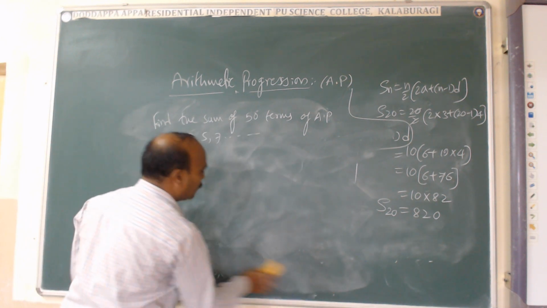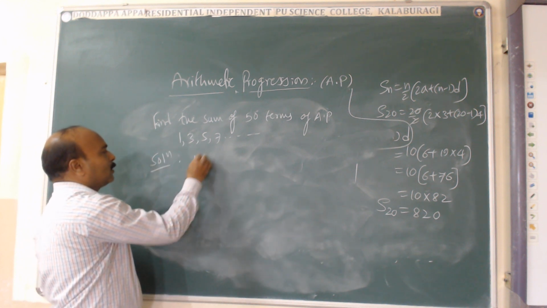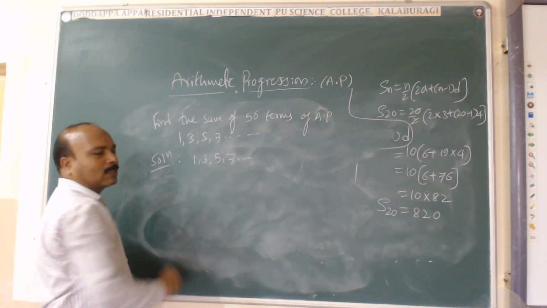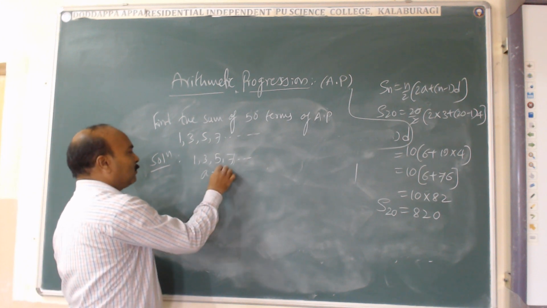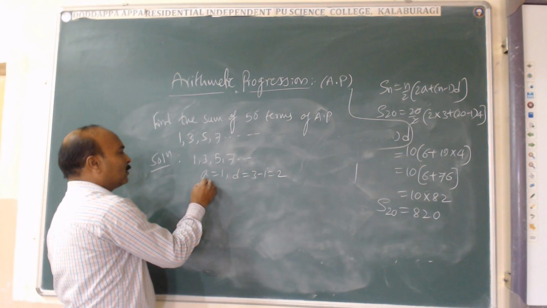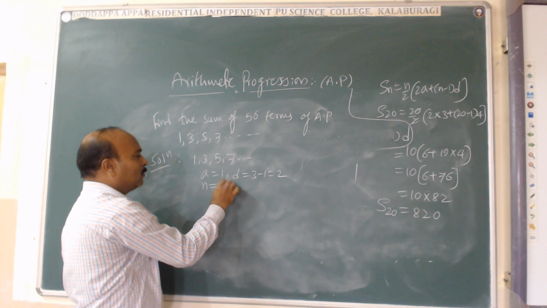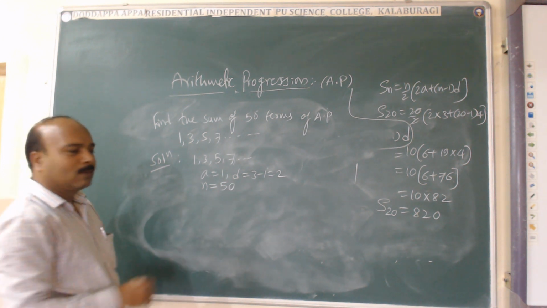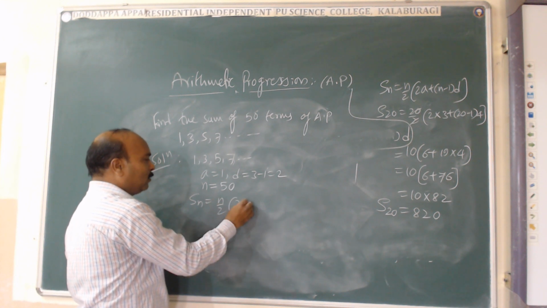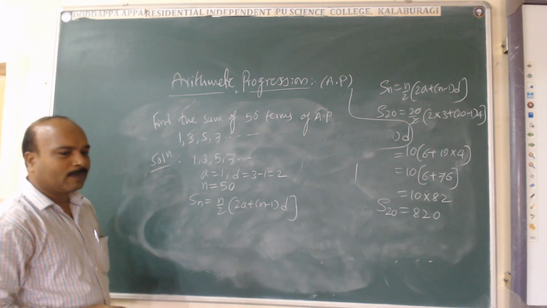First we go for what is here a, n and d value. Our given question is 1, 3, 5, 7, and so on. Here a value is 1, d value is 3 minus 1 is 2. So n value, you ask for 50 terms, n equal to 50. Now the sum of n terms formula is given by Sn equal to n by 2 into 2a plus n minus 1 into d. It is the formula for Sn.